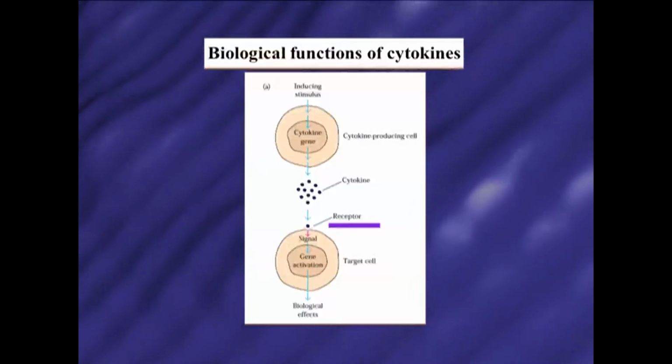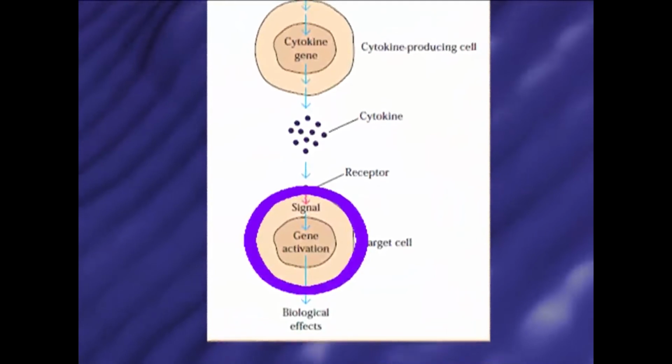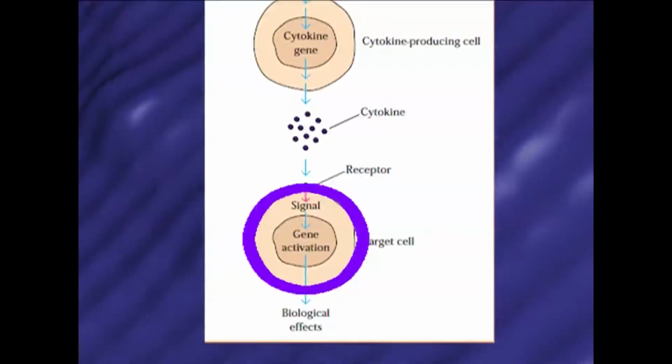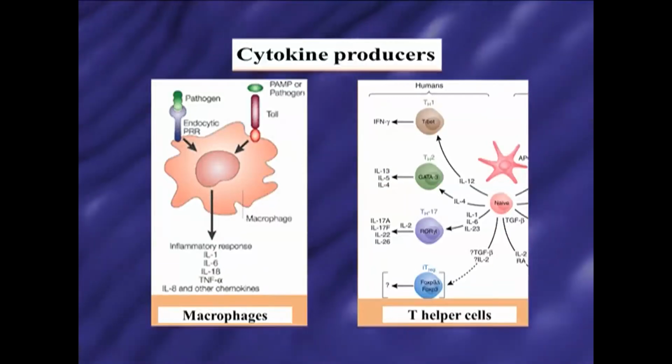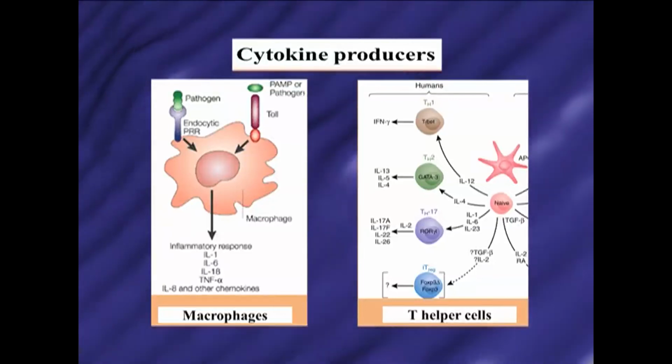Now in response to a particular stimulus, a cytokine producer cell secretes cytokines, and these cytokines bind to the specific receptors present on the target cell, and the signal is transduced to the nucleus. Now gene alteration or gene expression occurs, and ultimately that cell starts division and biological effects are seen. Among the main cytokine producers, two cells are very important: macrophages and T helper cells.